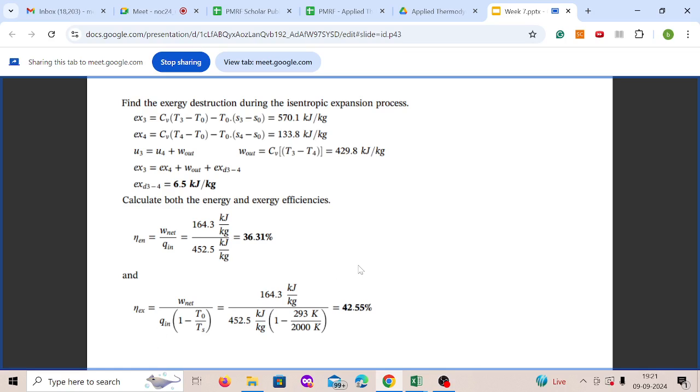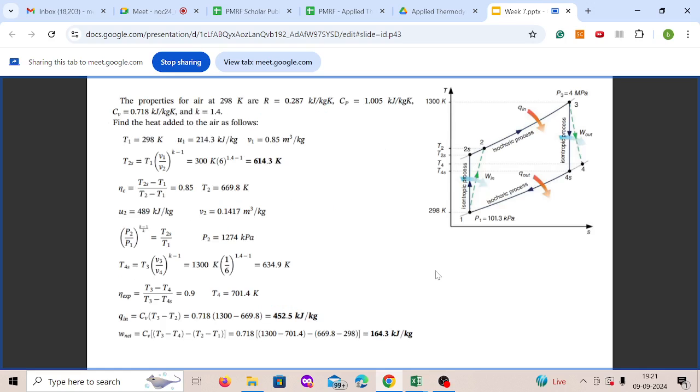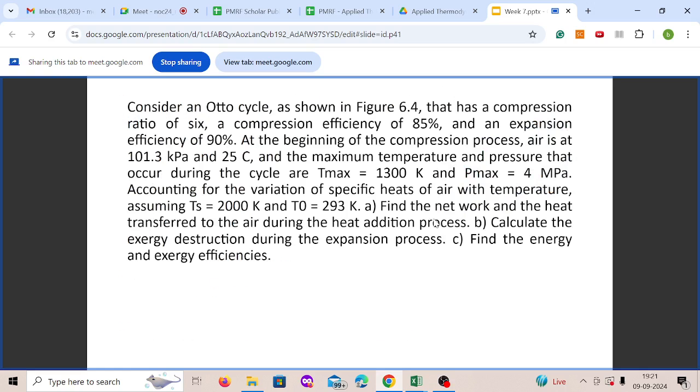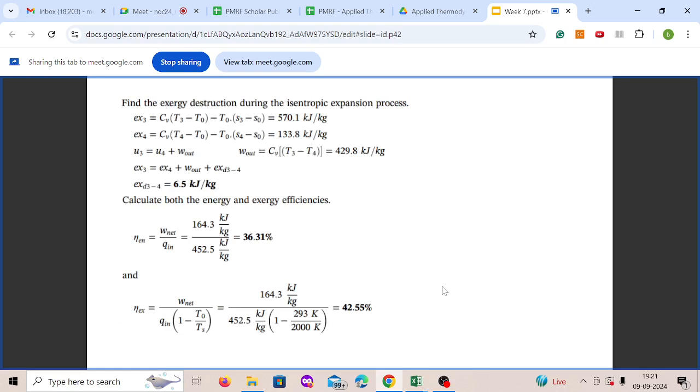So with this I have finished what I prepared for today, and we have finished IC engines. So next we will move to gas power cycles or Brayton cycles next week. Thank you.